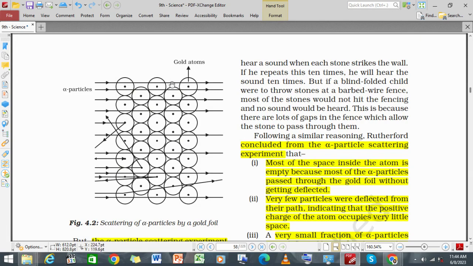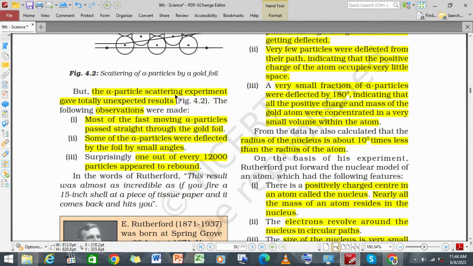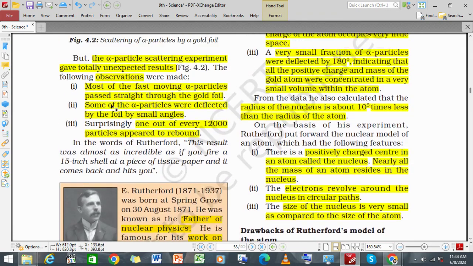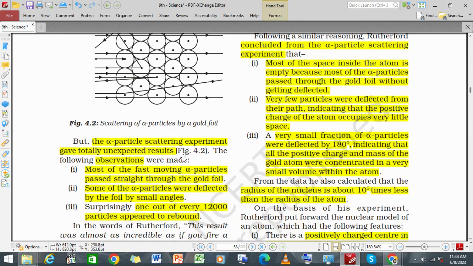So this was the deflection completely. Alpha particles were passed, and these were the atoms. It was the gold atoms, as we can see. But the alpha particle scattering experiment gave a totally unexpected result.